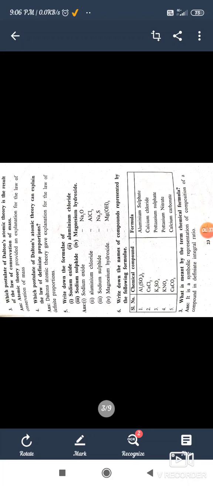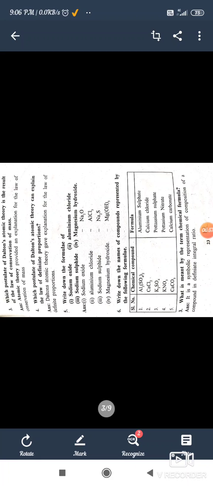Na means sodium, O means oxide. So the molecular formula of sodium oxide is Na2O. And then aluminum chloride. The molecular formula of aluminum chloride is AlCl3. Al means aluminum, Cl means chlorine.